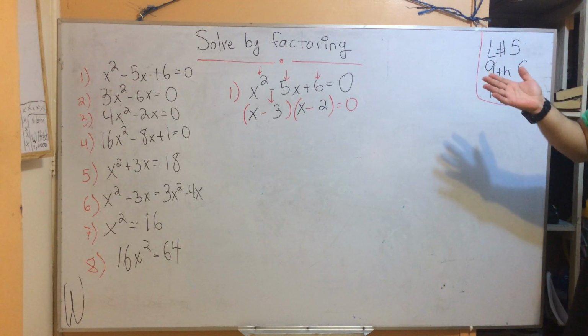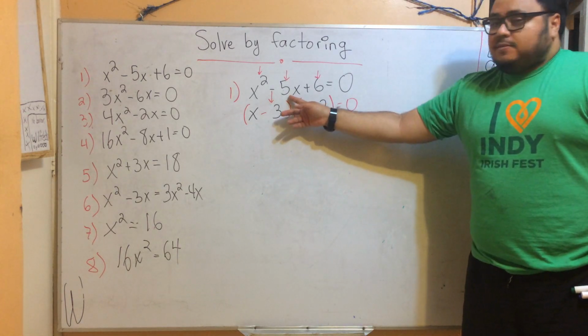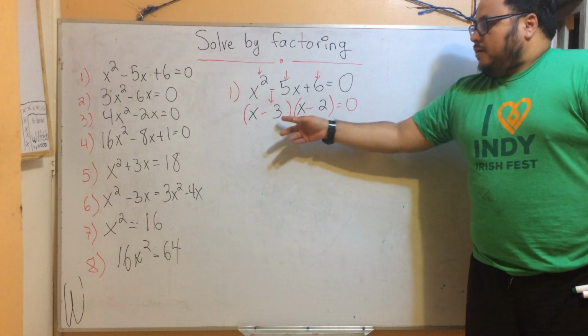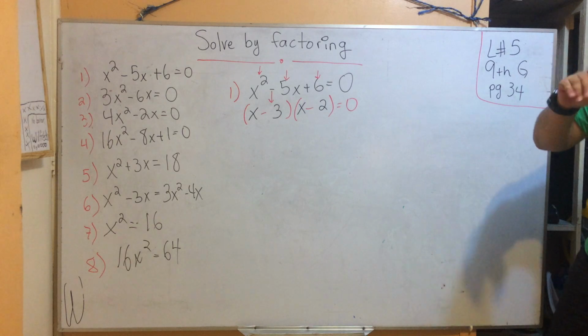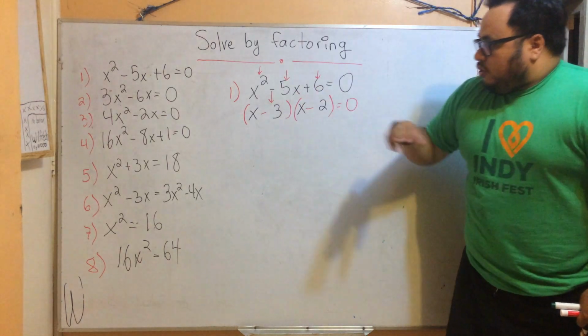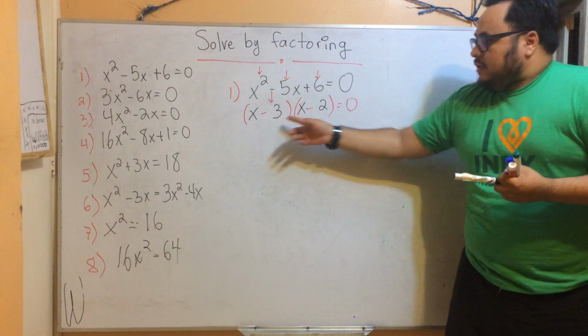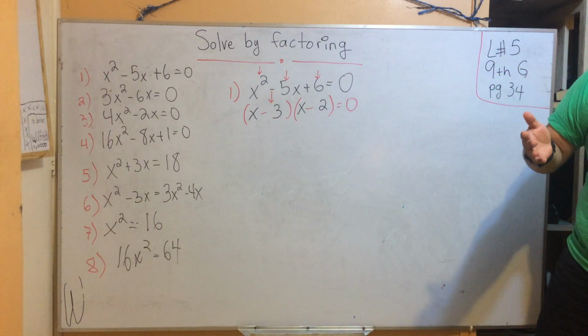Now, why can't we use 6 and 1? Because if we have 6 and 1, 6 times 1 is going to give us this one, but minus 6 minus 1 is going to be minus 7. So it's not going to give us the middle term. So the middle term is going to be a product of adding these two, and the third term is going to come from a multiplication.